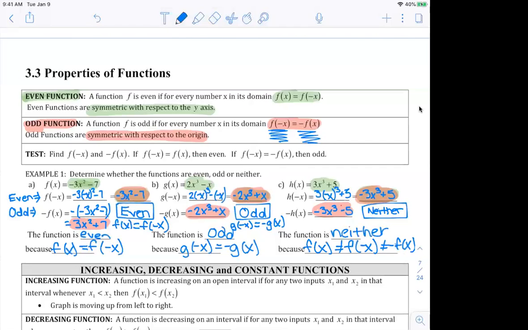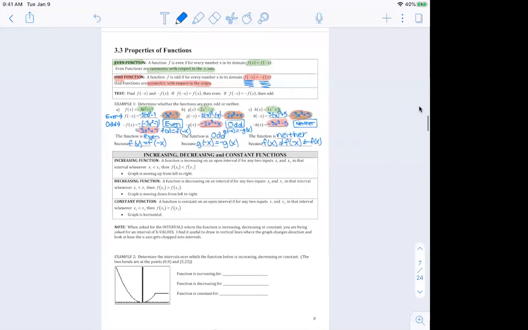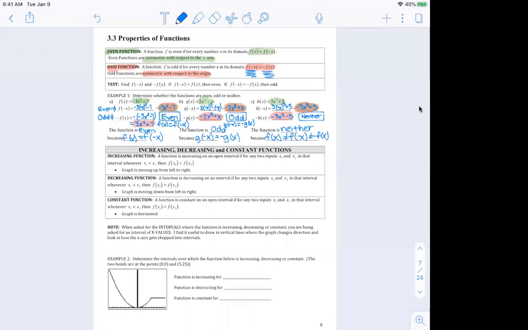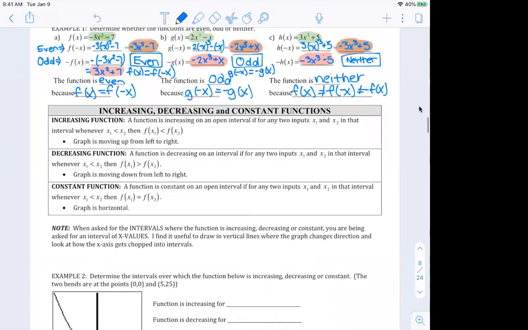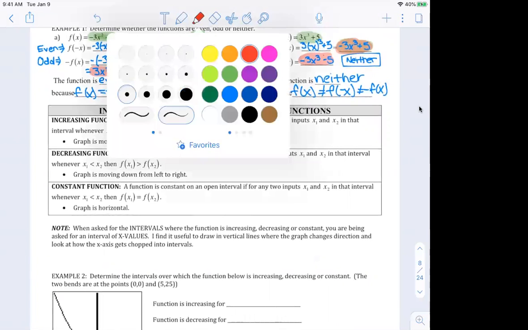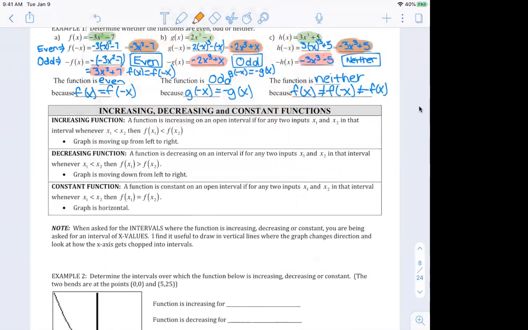Okay, there we go. So you do need to know those. What I highlighted in green and red, please memorize those definitions. Next thing is increasing, decreasing, and constant functions. This is stuff that you really do know because it's just like slope.